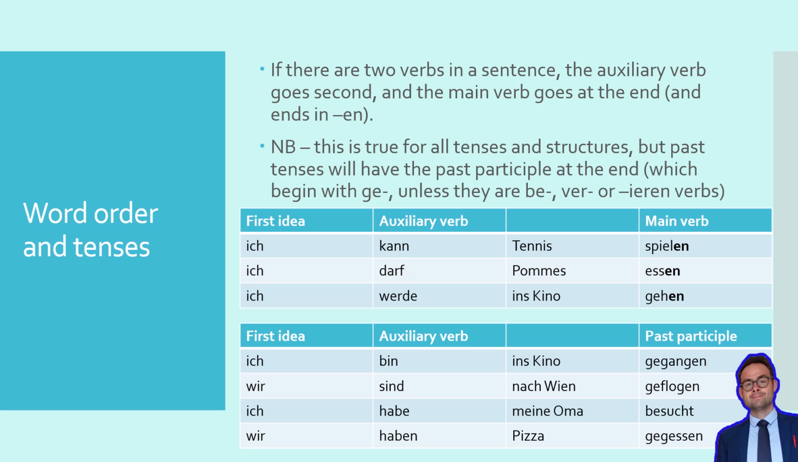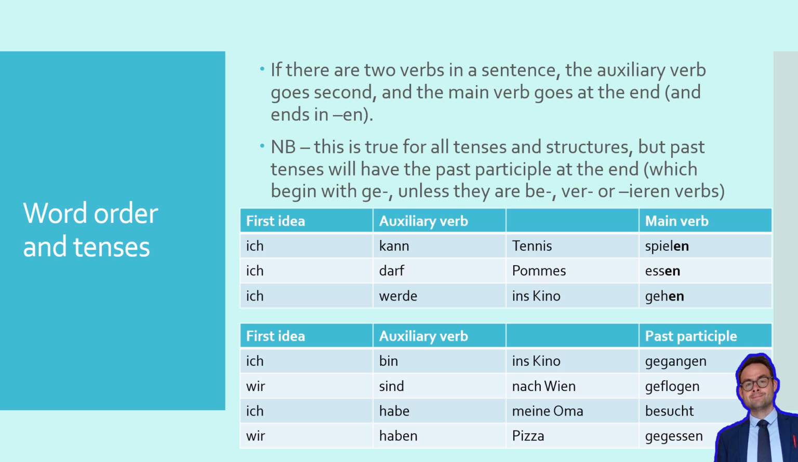Ich habe studiert. They're not going to add a G to the front. Another thing to bear in mind with the past tense is that if we're moving, like going from A to B, going to the cinema, traveling to Vienna, then we need to use the verb to be. So literally, I am gone or we are flown.